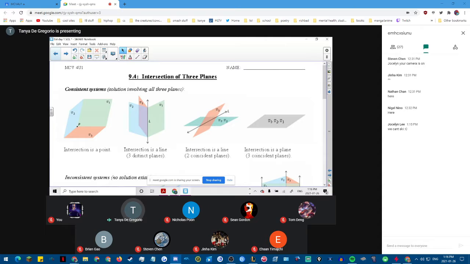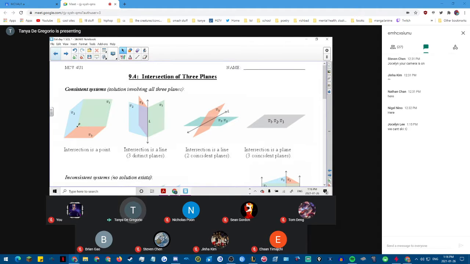Okay, so now we're going to talk about intersection of three planes. We've got 8 different possibilities. I know that sounds overwhelming, but it's actually really not that bad, because 4 of them give you a solution and 4 do not. So 4 of them are consistent systems, meaning that you do get an answer. Out of those 4, there is an intersection at a point. That means the 3 planes intersect at just one point.